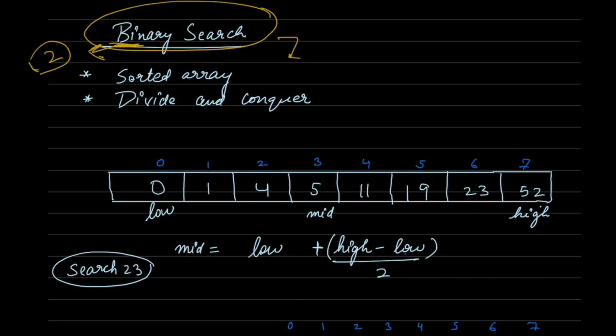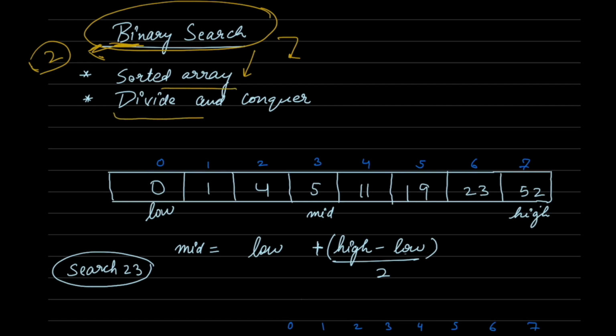Binary search can only be applied on a sorted array. So we cannot use binary search on any random array where the elements are randomly placed. If you want to apply binary search, we'll either have to sort the array or we cannot apply it; we'll have to solve the question by linear search. So we need a sorted array in order to apply binary search.